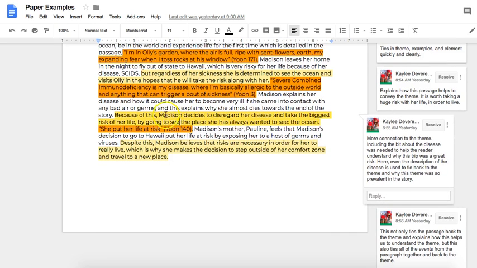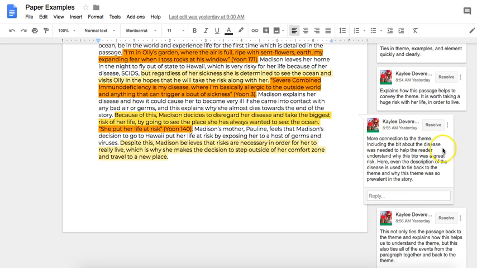Because of this, Madison decides to disregard her disease and take the biggest risk of her life by going to see the place that she's always wanted to see, the ocean. So here we're being told that she has this disease, and being diagnosed with this disease is an event that happens in the story, okay? So that ties us back. And then we learned that because of this disease, we already know she's been trapped inside, but she decides that she needs to disregard this and take a big risk to see something she's always wanted to see.